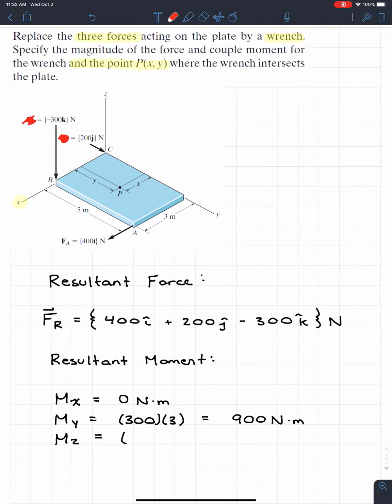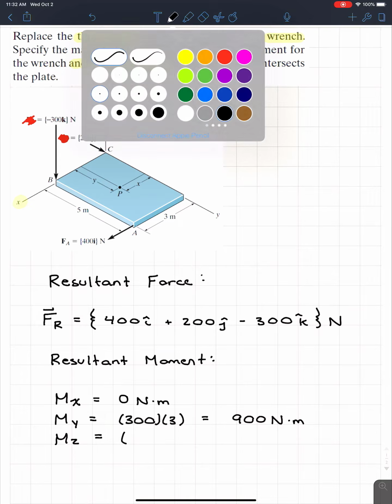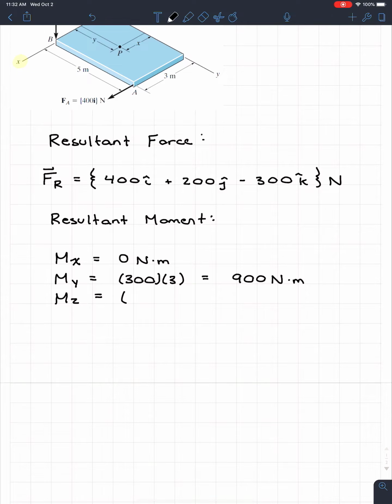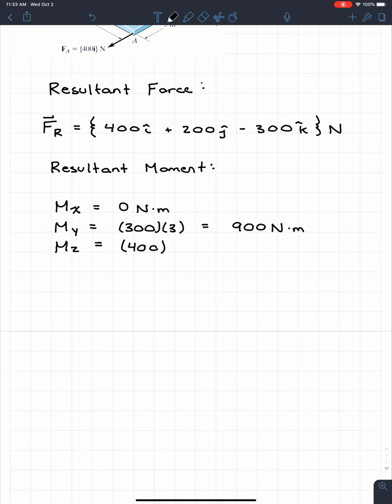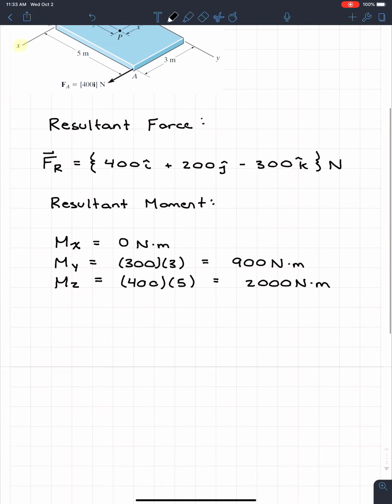So that leaves us with Fa, which is 400. So if we go down here, we can write down 400. And then we just have to find that moment arm. And that's going to be the distance from the force to the axis, that perpendicular distance. So we can see that that is 5 meters. So what we can do is we go 400, and we throw in a 5 there. And we know this is going to be equal to 2,000 newton meters. But again, we're not done there.